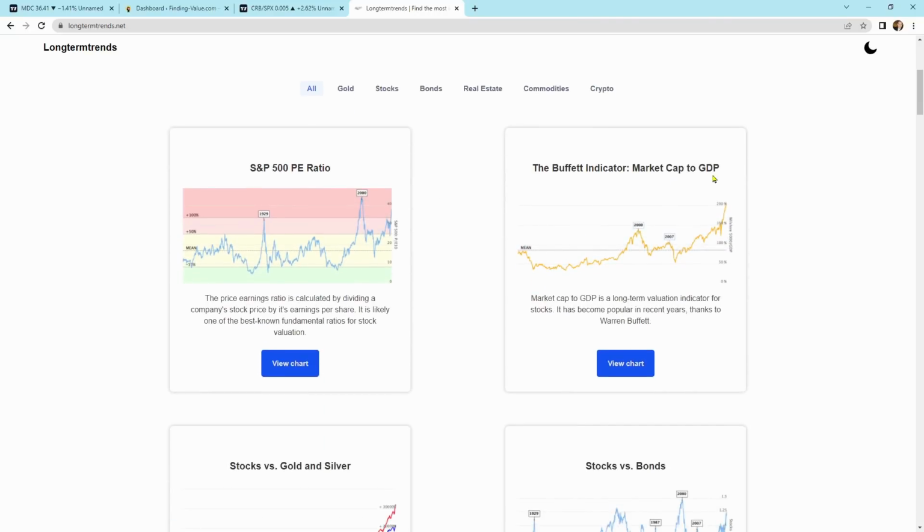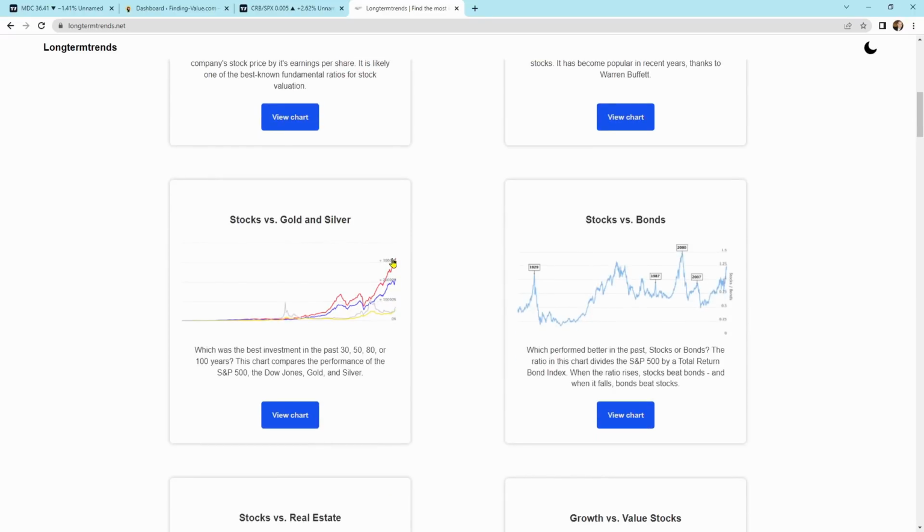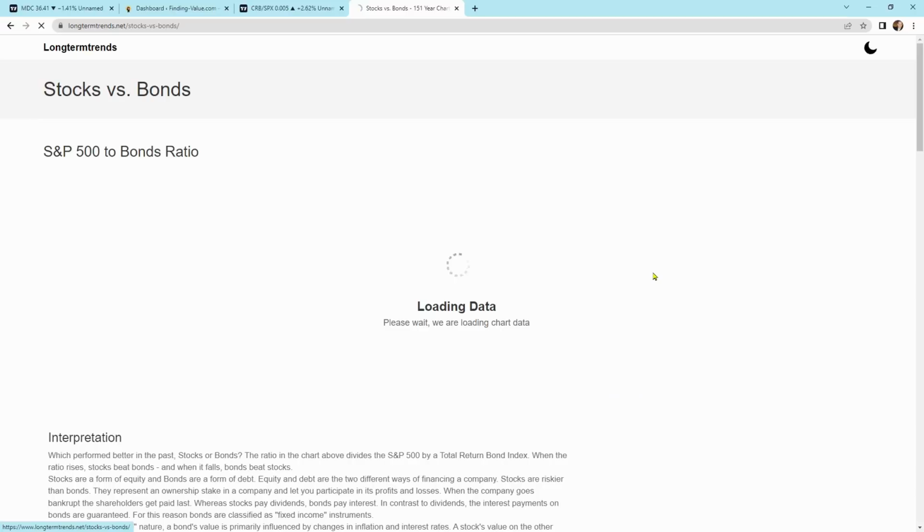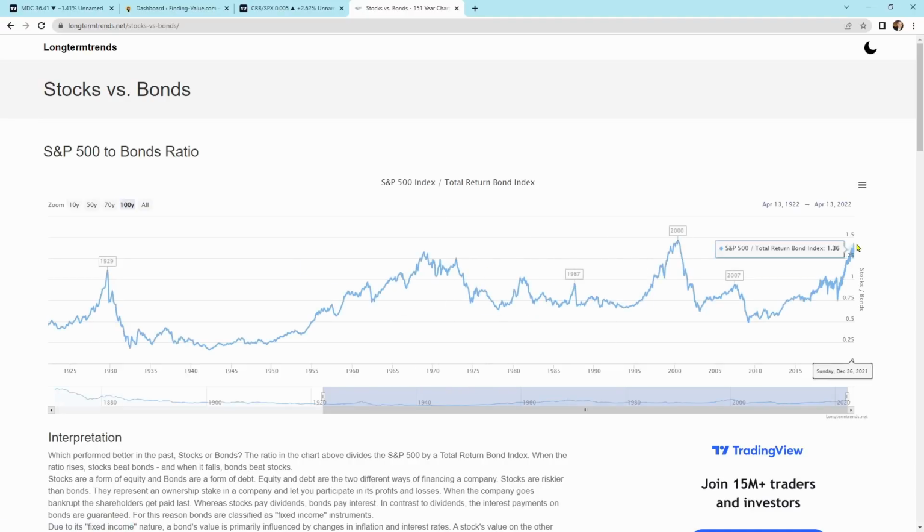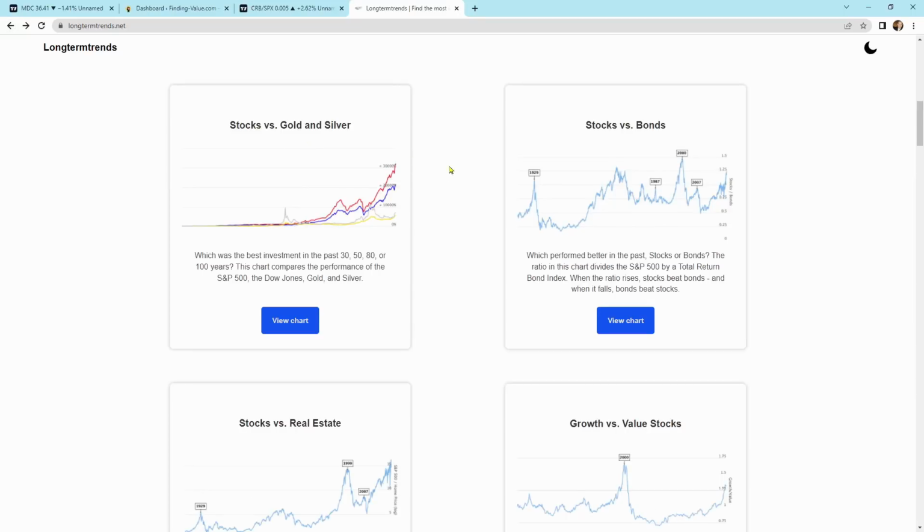The Buffett indicator, market cap to GDP, stocks versus gold and silver, stocks versus bonds. You'll see that stocks are ludicrously expensive here and here. We're at bubble territory. The bottoms are, 1940 would be a good spot, in the early 40s, to get long stocks. Getting long stocks in 2009 would be a good spot where it was bottoming out. But now we are at the upper levels here, and there's no way I'd be in that.